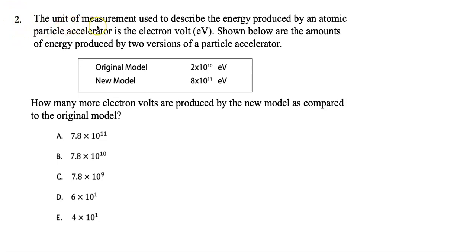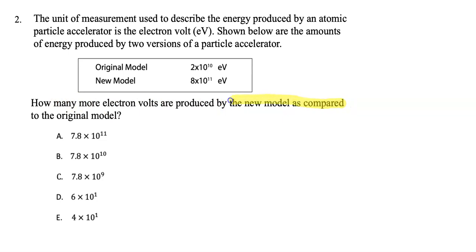Question 2. The unit of measurement used to describe the energy produced by an atomic particle accelerator is the electron volt, eV. Shown below are the amounts of energy produced by 2 versions of a particle accelerator. So the original model produces 2 times 10 to the 10th electron volts, and the new model produces 8 times 10 to the 11th electron volts. How many more electron volts are produced by the new model as compared to the original model?